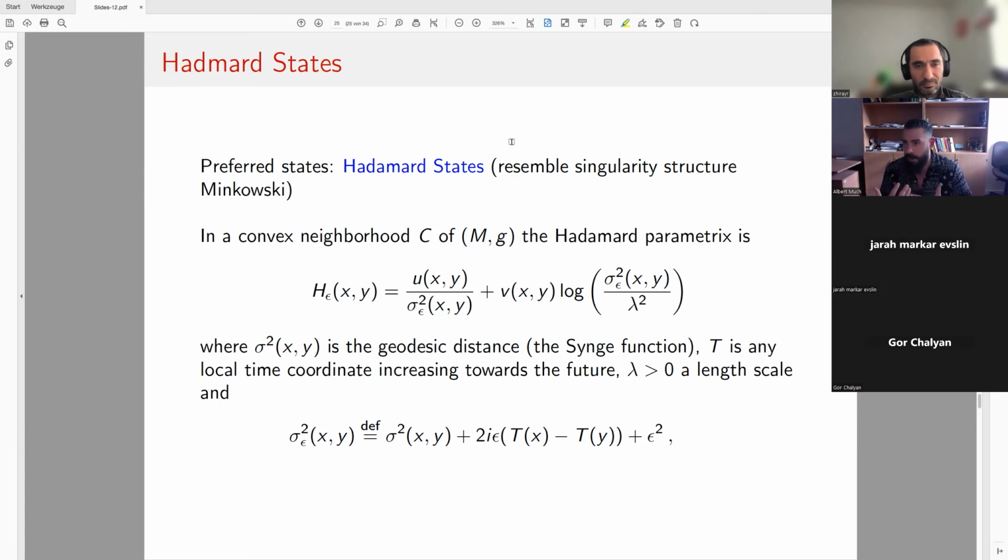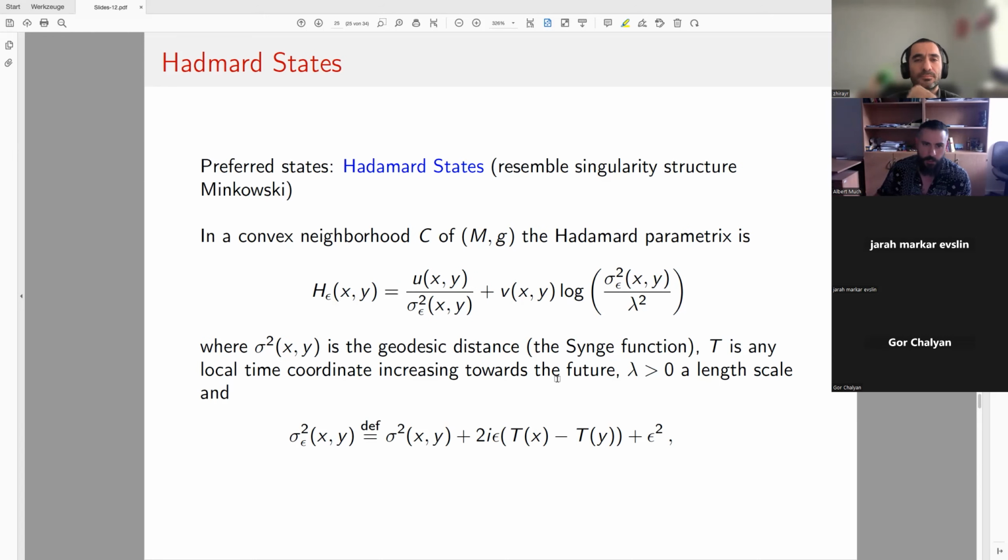And Hadamard states are a reflection of this principle that the 2-point function for any curved spacetime should have the same singularity structure like Minkowski, right? So it has a certain definition, you know, a square. I mean, this is the geodesic distance, normalized with an epsilon, and it has a log term and 1 over sigma squared. So this is how this thing diverges, right? So the massless 2-point function in Minkowski is 1 over x minus y squared, right? That is all there is to it. For massive, you get here a log term as well.